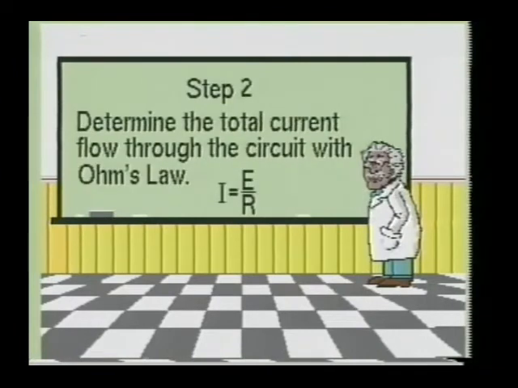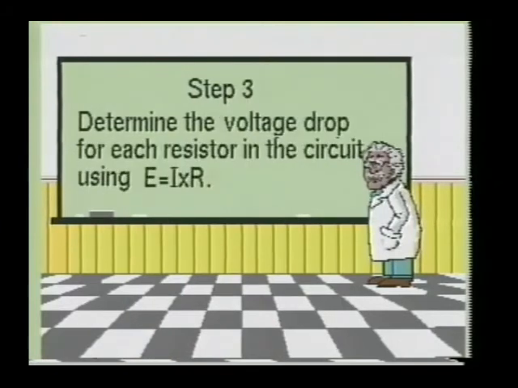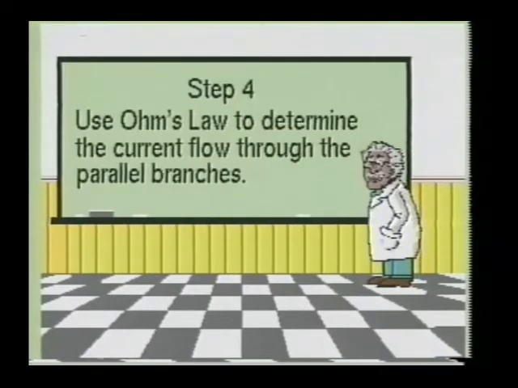The next step is to figure the total current flow through the circuit. This was accomplished by using Ohm's law formula I equals E over R. Ohm's law was used extensively throughout this program. Once we knew the current flow, we were able to calculate the voltage drop across each resistor by using Ohm's law equation E equals I times R. When we had finished this process, we knew the total resistance of the circuit, the total current flow through the circuit, the current flow through each device in the circuit, and the voltage drop across each device in the circuit.